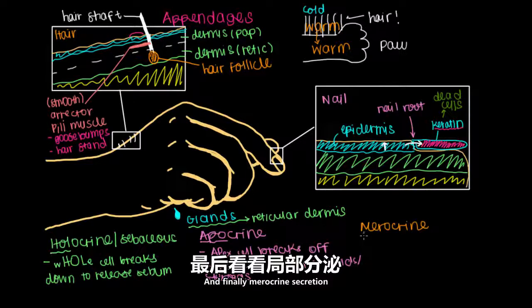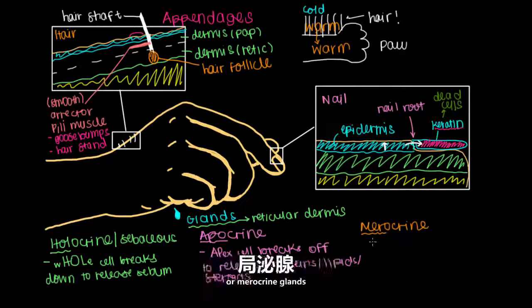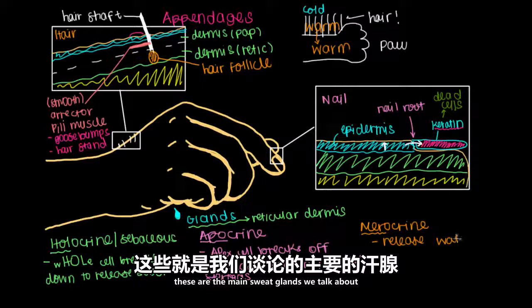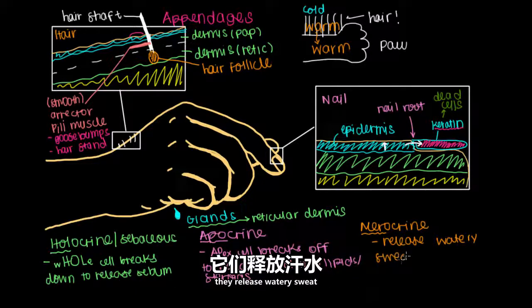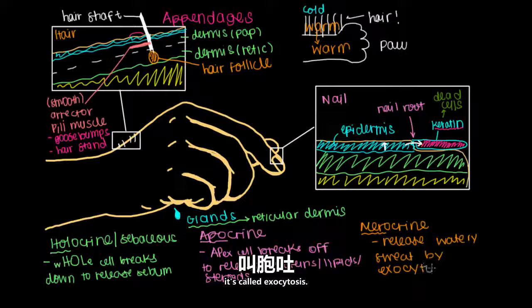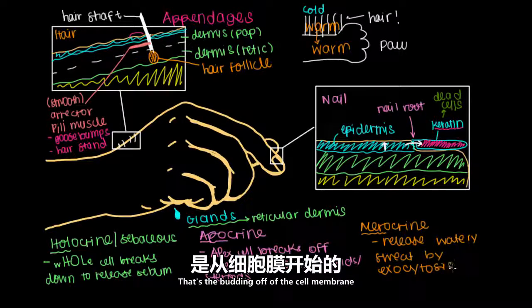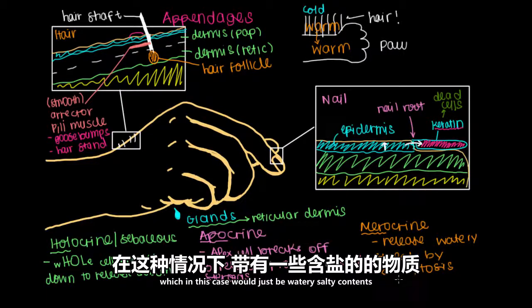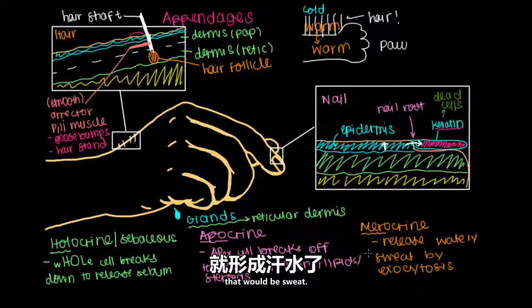And finally, merocrine glands release their secretions, which is mostly the watery sweat we think of. These are the main sweat glands we talk about. They release watery sweat by a process you may be familiar with. It's called exocytosis. That's the budding off of the cell membrane with contents from inside the cell, which in this case would just be watery, salty contents that would be sweat.